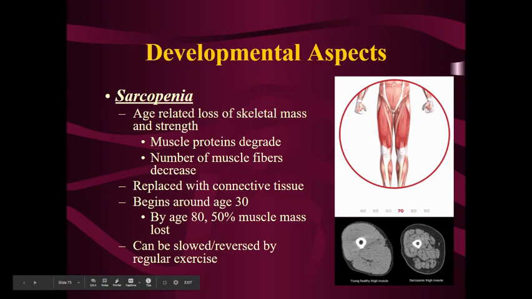And by age 80, 50% of our muscle mass can be lost. And that's just a natural effect of aging. It can be slowed or even reversed by regular exercise. So that's why it's important throughout our life that we continue to exercise, we continue to use our muscles to try to prevent as much of this age-related degeneration as possible.